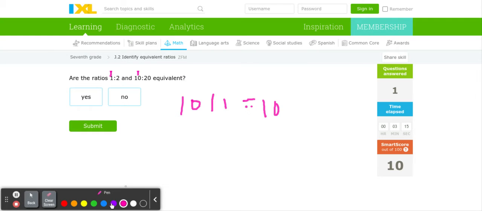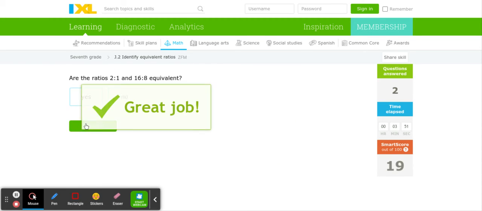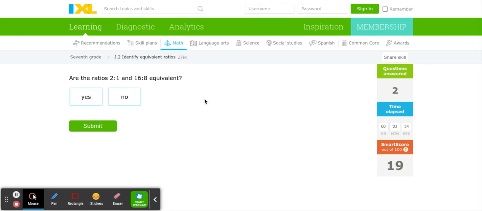Now the next thing you're supposed to do is divide the last two numbers by each other. So you'll have to do 20 divided by 2, and as you can see, that also equals 10. So now as both numbers equal 10, because they equal each other, you can say that the ratios 1 to 2 and 10 to 20 are both equivalent. Let's check our work. Yes, that is correct. Let's do one more.